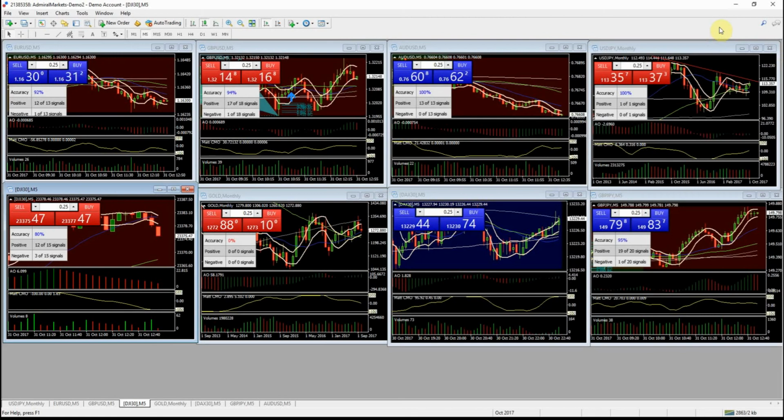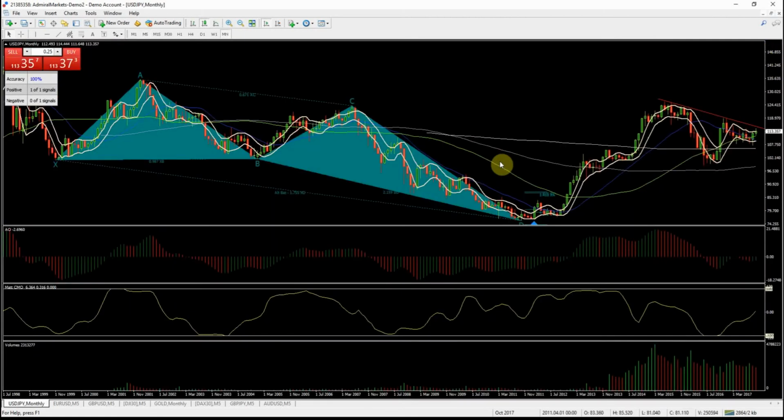Let's go back to dollar yen. So we're talking about a breakthrough on the monthly charts, a breakthrough of this trend line. We've got the potential here on the CMO to see more upside.